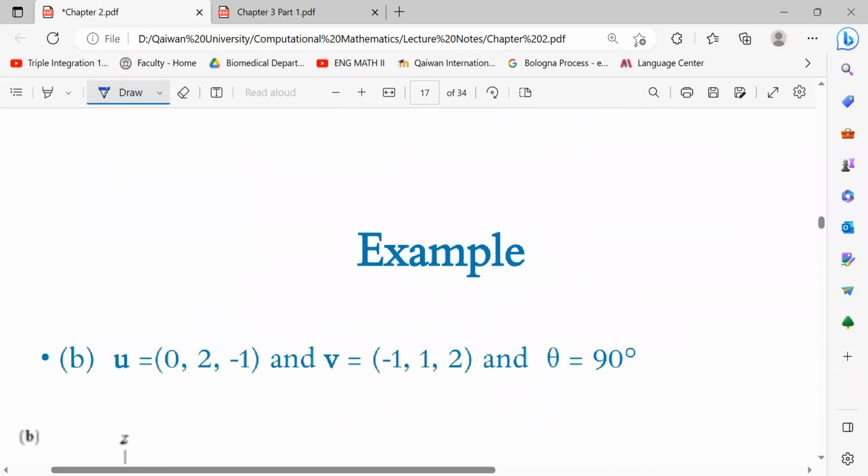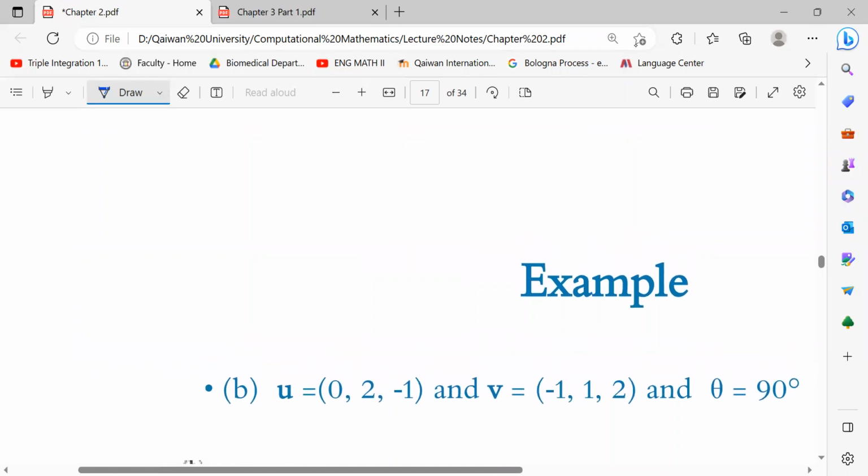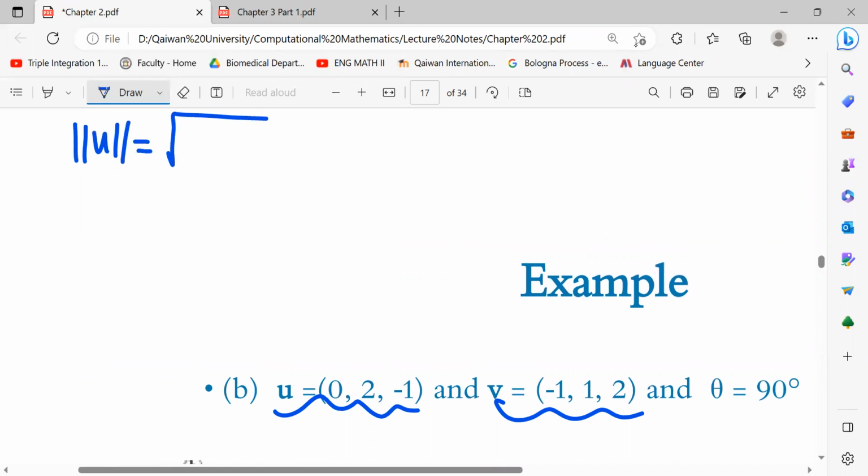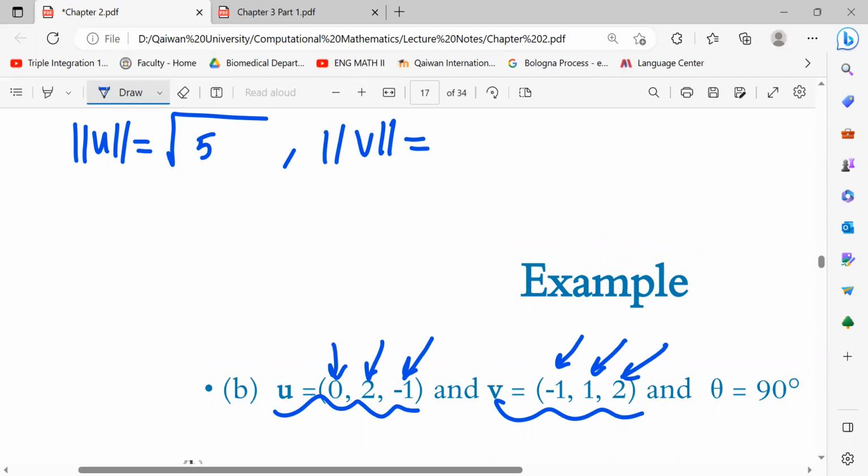Here we have this. It's the same. This is u and this is v. Let's find the norm of u and v. Norm of u is what? Norm of u is the length of u, which is 0 squared plus 2 squared plus negative 1 squared. It is 4 plus 1, which is 5. Do you know how to get 5? It's okay. It's easy. Norm v is negative 1 squared, which is 1, plus 1 squared, which is 1, plus 2 squared, which is 4. That's square root of 6.